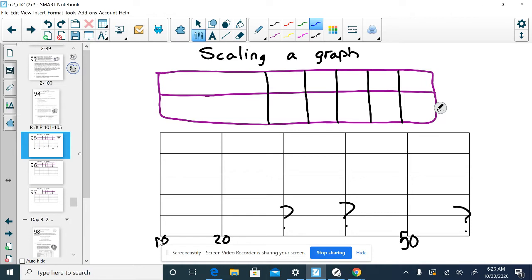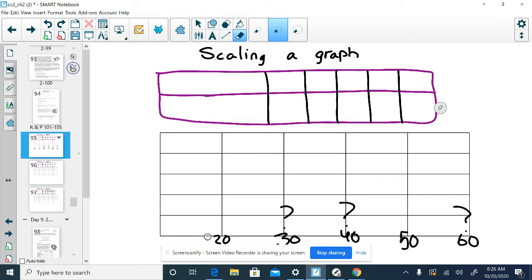And then obviously we had to figure out how much it went up by each time, and then we had to use that information to fill in the missing numbers. And we're going to do something very similar to that, except this time we're going to start with a data table. And if you're like, what's a data table, Mr. Nelson? Well, that's what we see right up here.